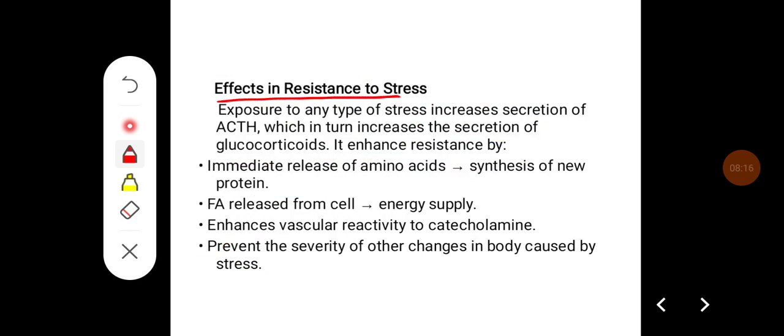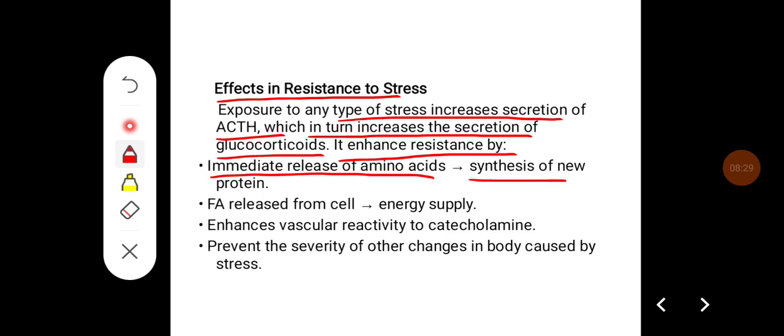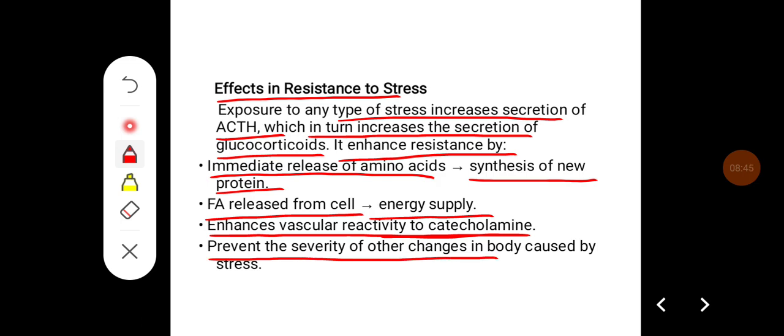Effects in resistance to stress. Exposure to any type of stress increases secretion of ACTH, which in turn increases the secretion of glucocorticoids. And it enhances resistance by immediate release of amino acids for synthesis of new proteins, and fatty acids are released from the cell, which is required for energy supply. It enhances the vascular reactivity to catecholamines and prevents the severity of other changes in the body caused by the stress.